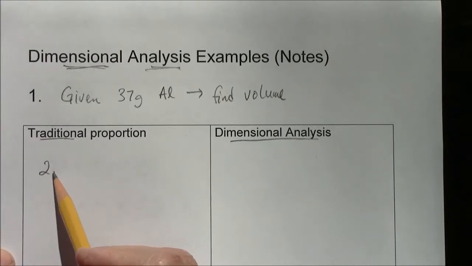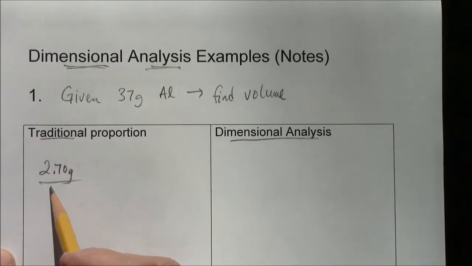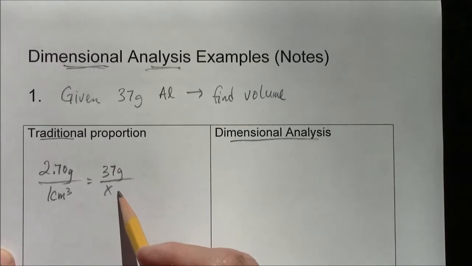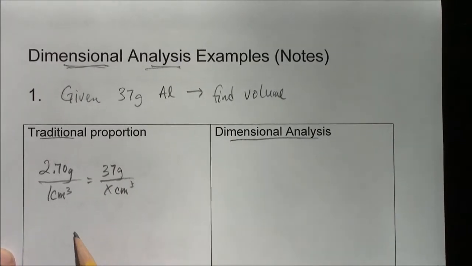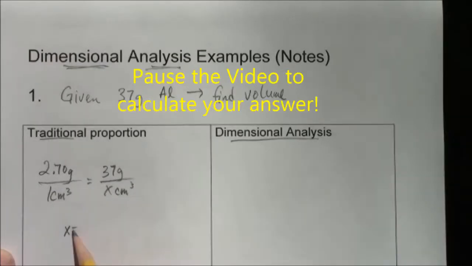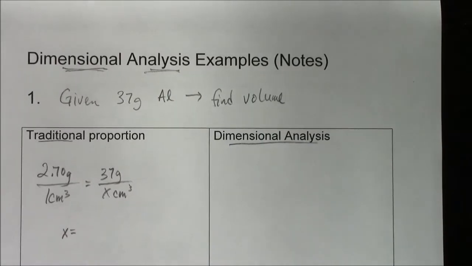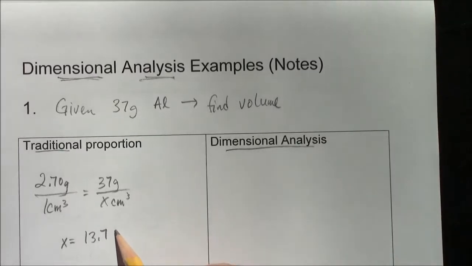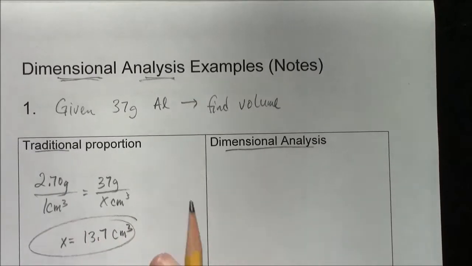So traditionally, 2.70 grams, 1 cubic centimeter. 37 grams, I don't know how many cubic centimeters, but my calculator will tell me the answer. So my calculator tells me the answer is 13.7 cubic centimeters. Circle. Traditional.